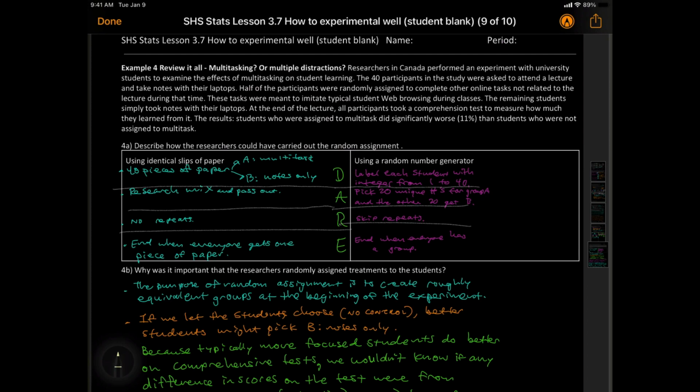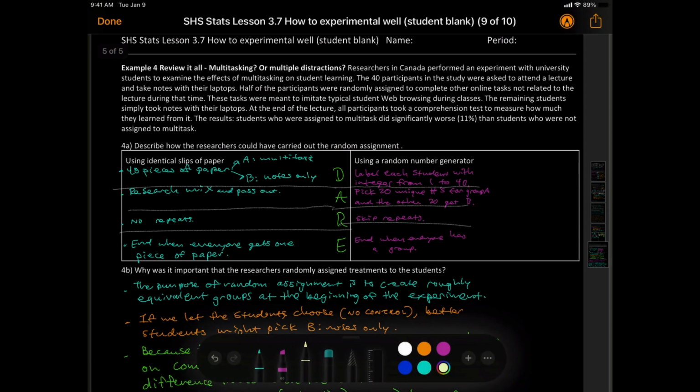Let's draw it out. Pencil, come to me. That's a color I haven't really used. Let's just use orange. So 40 of these people were split into 2 groups. Half of the participants were assigned to complete other online tasks not related to the lecture during that time. These tasks were meant to imitate student web browsing during classes, right? So you attend class and you're watching Netflix. So let's just say A, multitask.